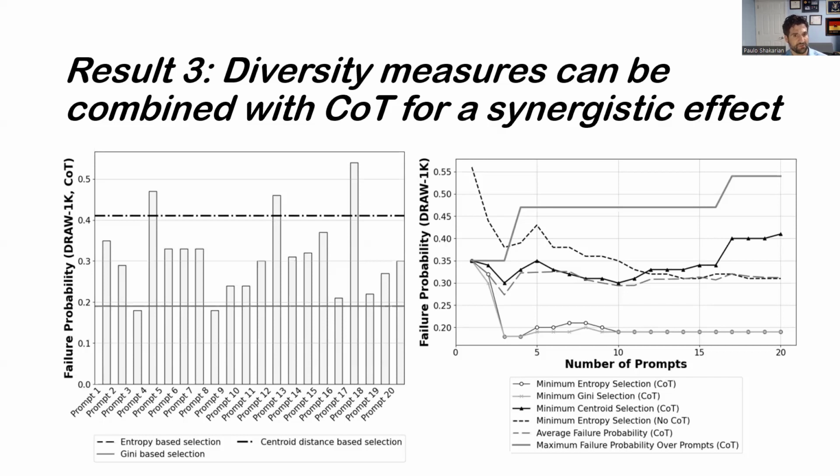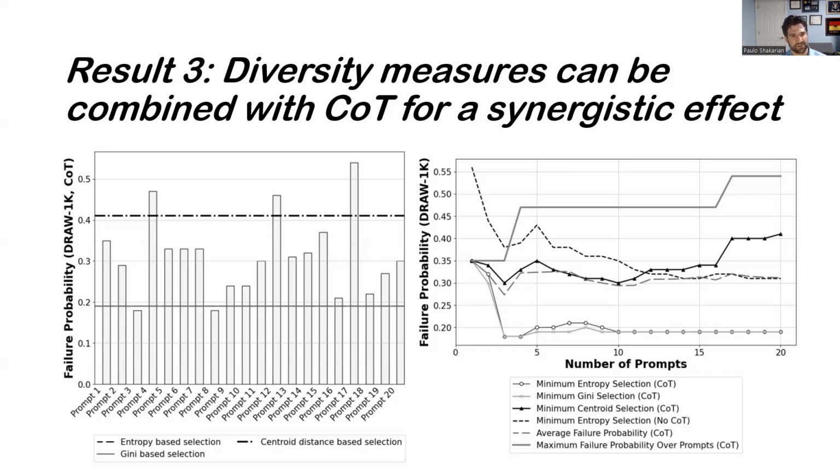And what we found was when we compared chain of thought to the diversity approach, they converged upon the same failure probability. You could see that with the minimum entropy selection, the dashed line in the chart on the right, how it converges with the gray dashed line, which is employing chain of thought reasoning. What was interesting though is if we used them both together, we got much lower failure probability than either of them by themselves. So they were synergistic to each other, which was a really cool thing to see.